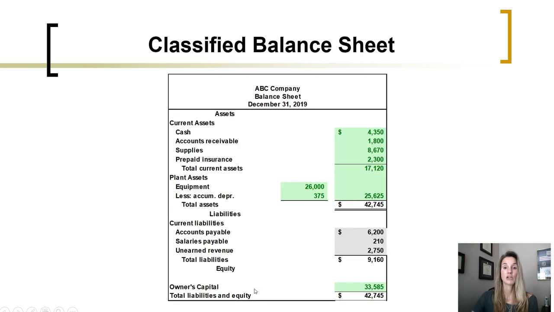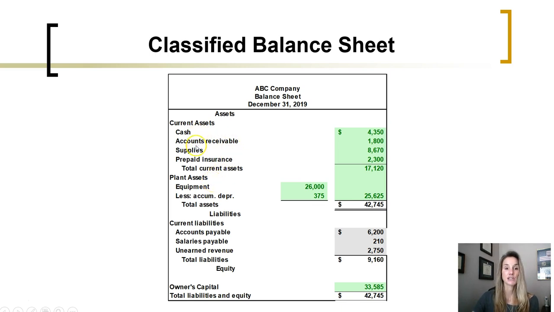If we were to take a look at a balance sheet, here is a balance sheet as of December 31st for this company, and we are seeing here within the assets, all of the assets are listed. But notice that instead of just listing them all into one grouping, we have broken them down into current and non-current or long-term plant assets.